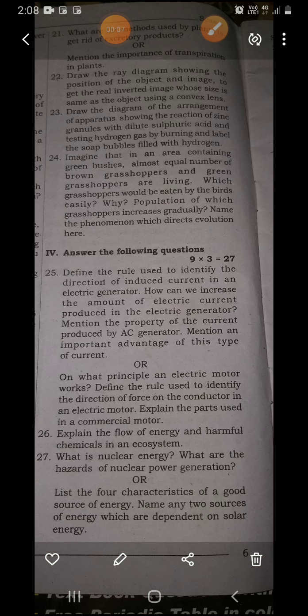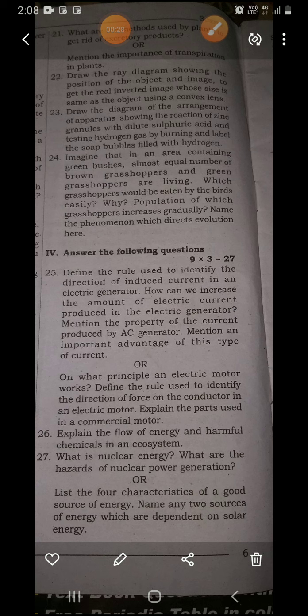In the previous class we have discussed till the 19th question of the question paper. So you know that the 19th question was: what are the ionic compounds, and mention any two properties of ionic compounds, and we have discussed about it. Next question is the 20th question.